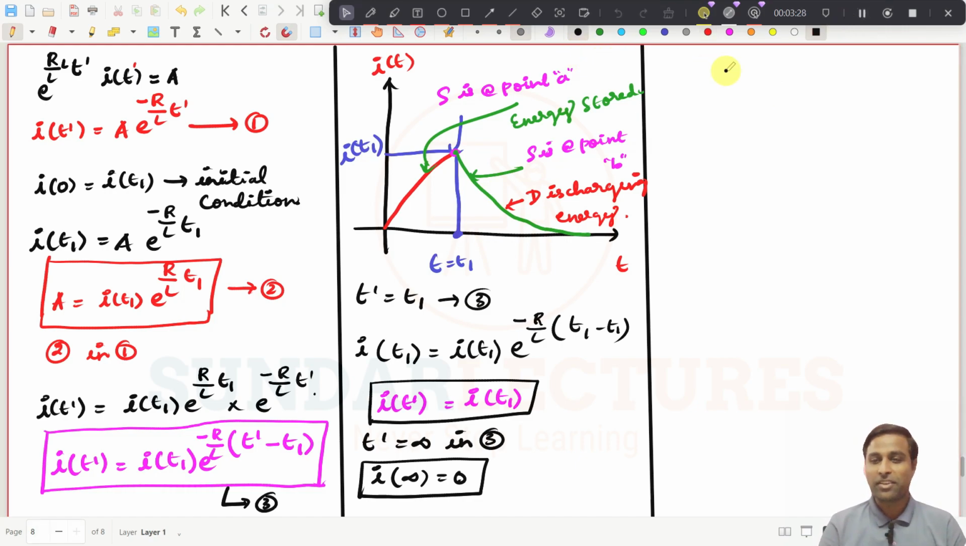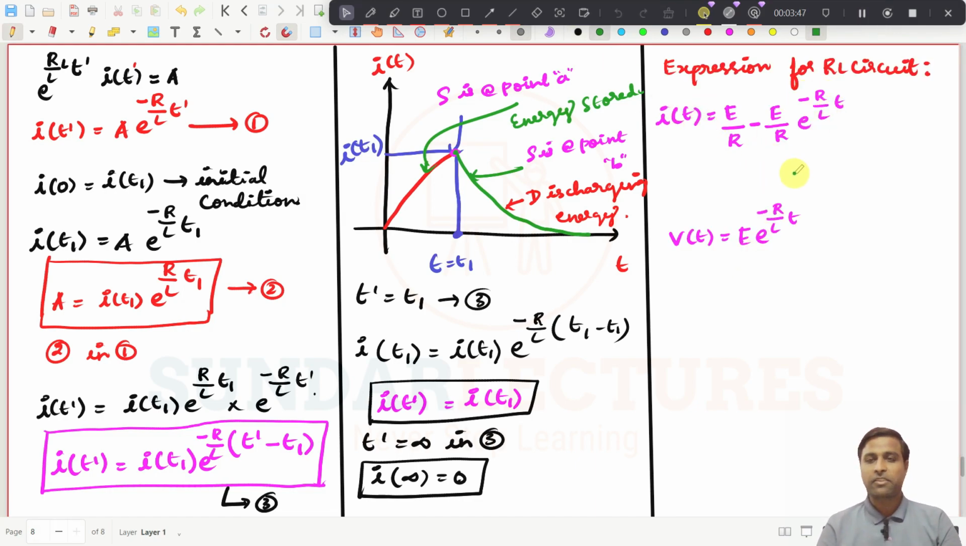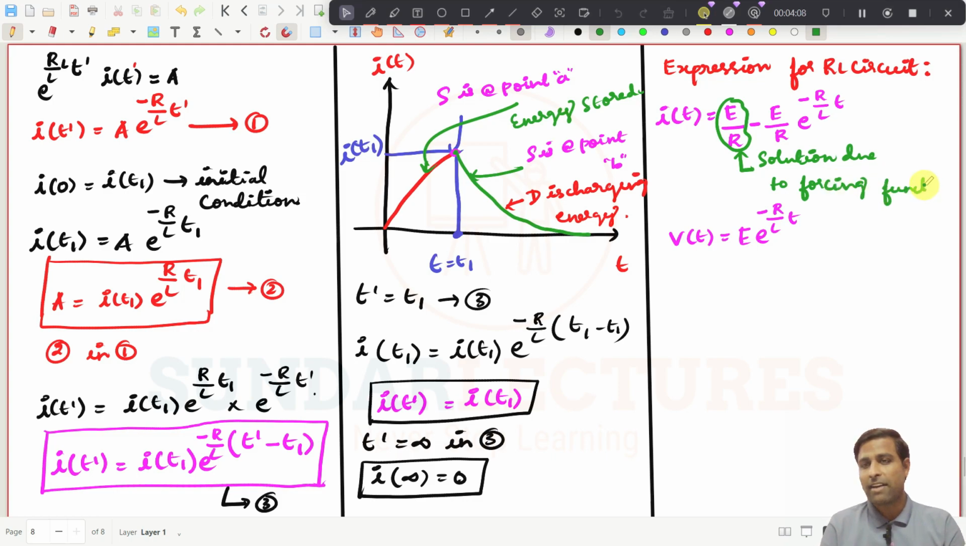Right, one thing I want to tell you before the next class, because in the next class we are going to take the classical way of solving differential equations. I will write down the expressions for energy stored in the inductor and the current expression for the RL circuit. See, this is the expression for the RL circuit, this is I of t. Try to understand this one, which is nothing but the solution due to forcing function.